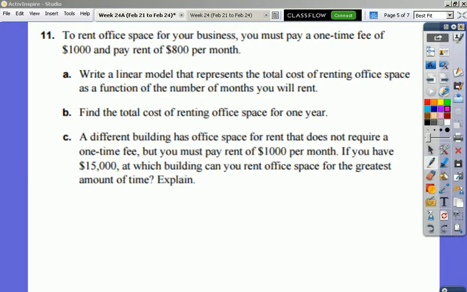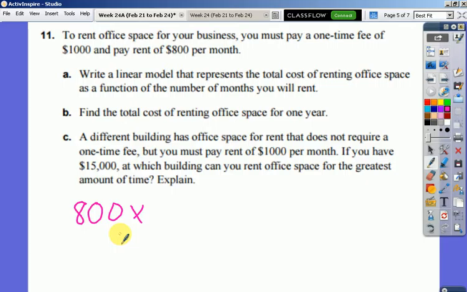Alright, so this problem can be tricky. It says to rent office space for your business, you must pay a one-time fee of $1,000 and pay rent of $800 per month. That's a lot, but it's office space, so, you know. So this is a linear model that represents the total cost of renting an office space. Basically, they say you're paying how much a month? $800, right? Do we know how many months we're going to rent that office space? No. So I'm just going to say x.